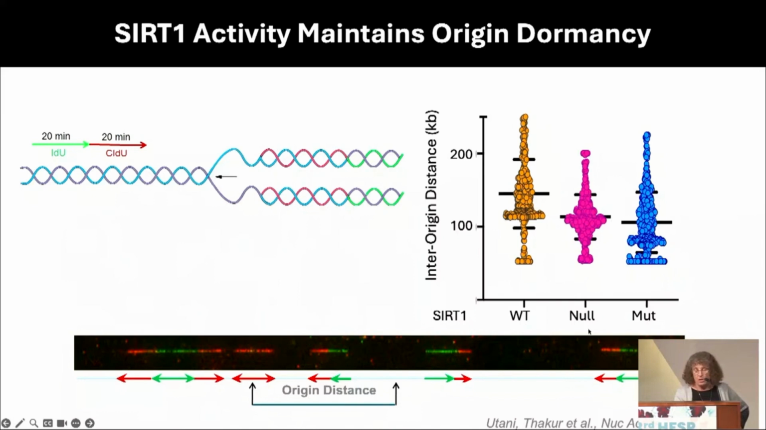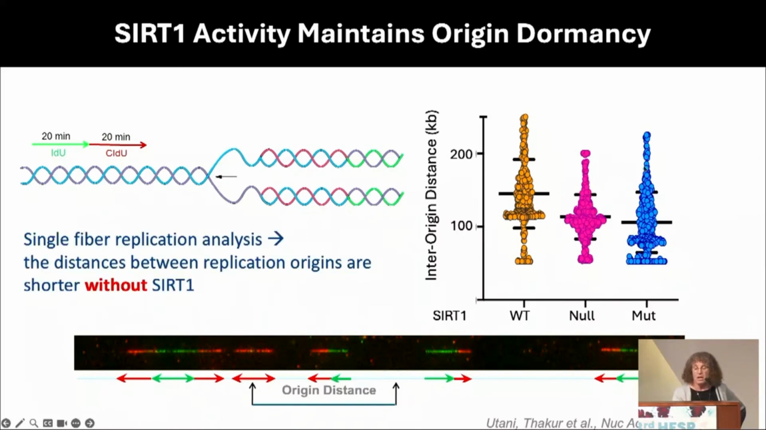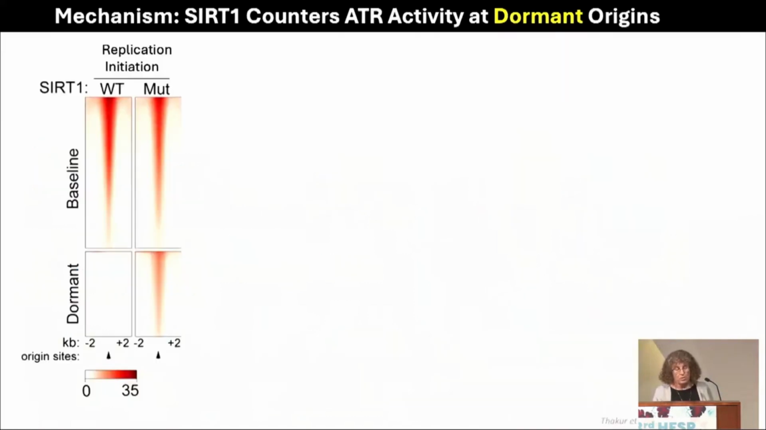We spread them on microscope slides, and we look at the distance between the initiation sites, the distance between replication origins. What we find here is that cells that contain intact SIRT1 have a longer distance between the replication origins on average when we map all the distances on our DNA fibers. Now, this means that the distances between replication origins are shorter without SIRT1, suggesting that SIRT1 is suppressing dormant origins.